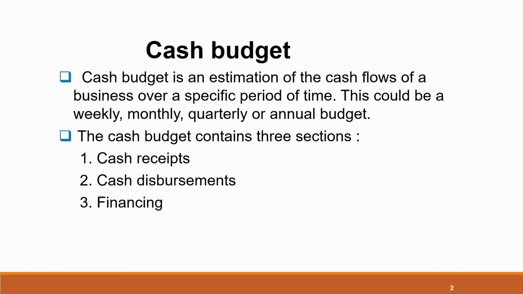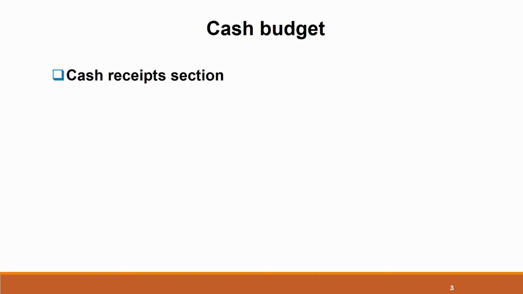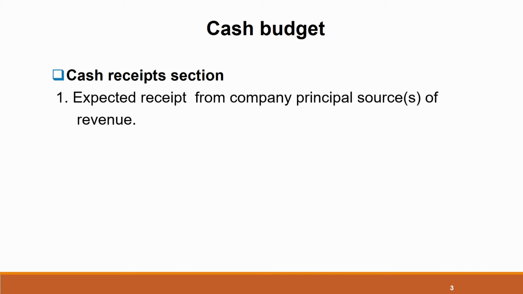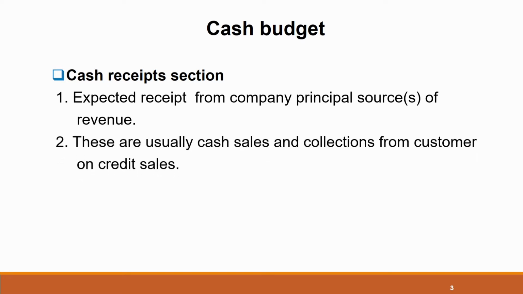Number 1, cash receipts. Number 2, cash disbursement. Number 3, financing. Cash budget must also record the beginning and ending cash balance. Okay, now we look at the cash receipt section. Number 1, expected receipt from company principal sources of revenue. Number 2, these are usually cash sales and collections from customers on credit sale.